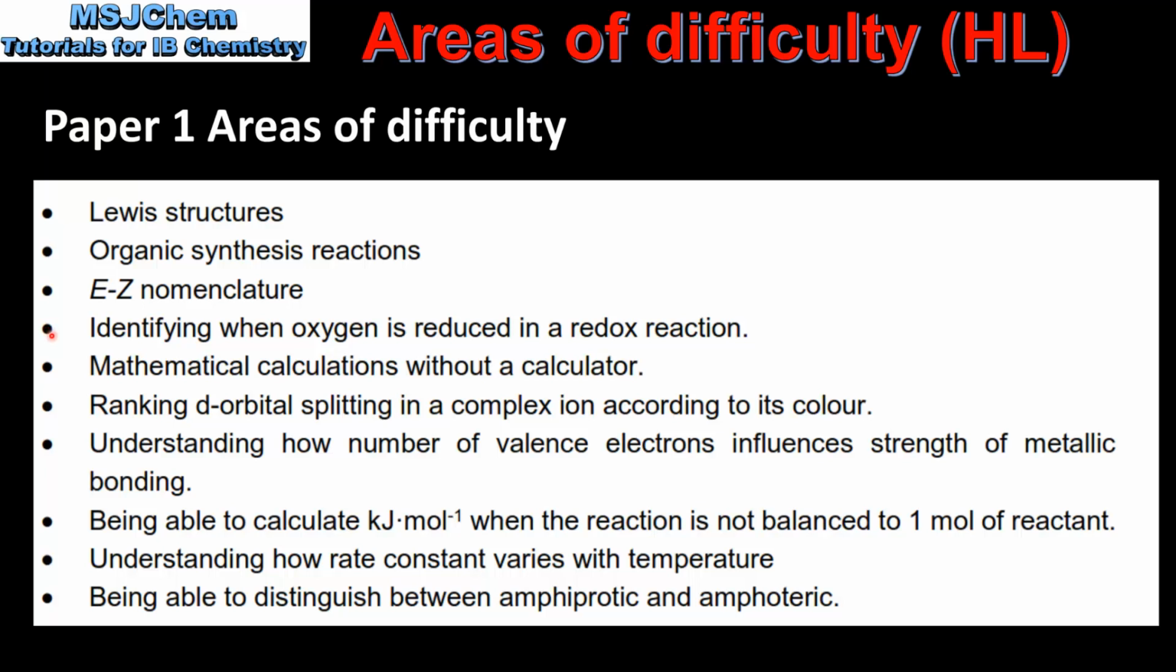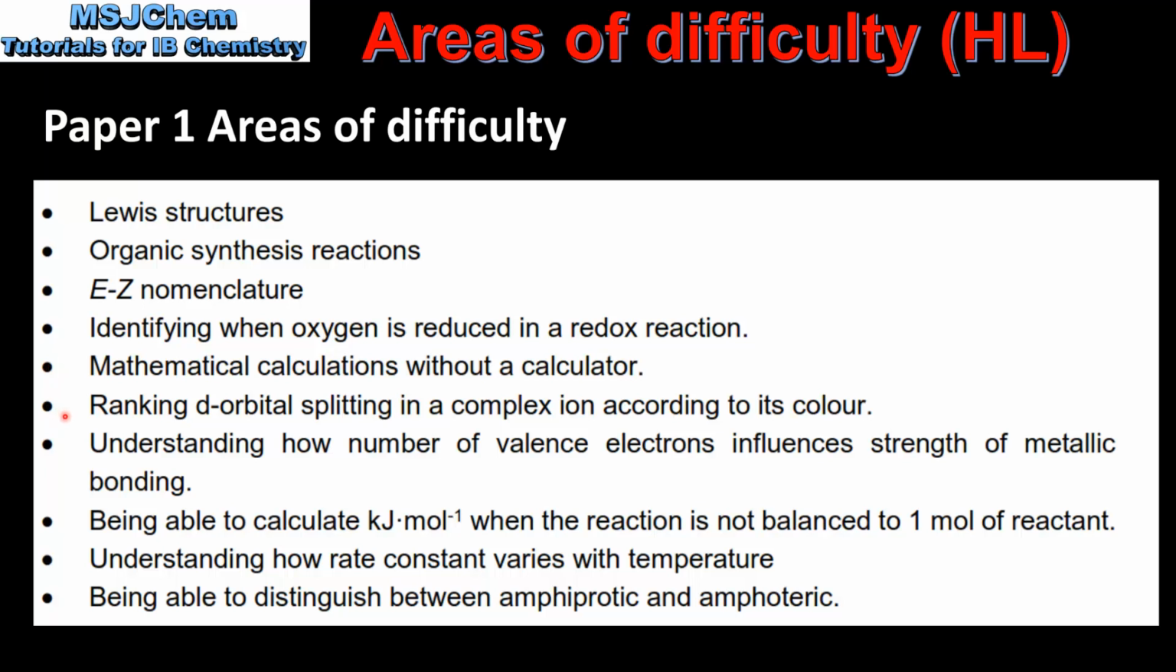Next, we have identifying when oxygen is reduced in a redox reaction. For example, oxygen can undergo reduction in an acidic solution to form hydrogen peroxide. Next, we have mathematical calculations without a calculator. This is especially important for Paper 1. In Paper 1, calculators are not allowed.